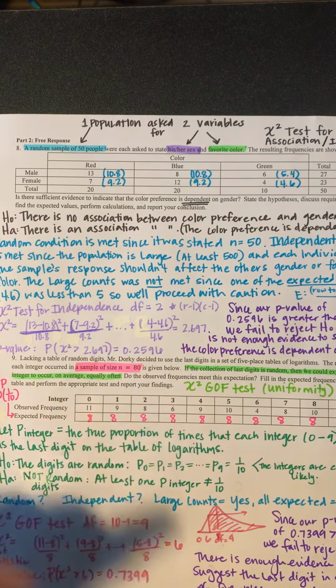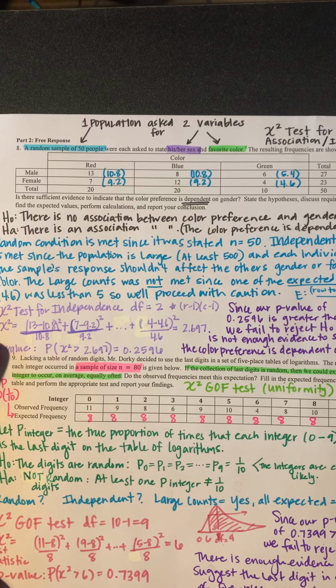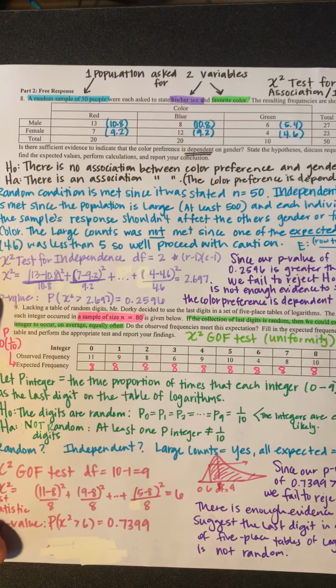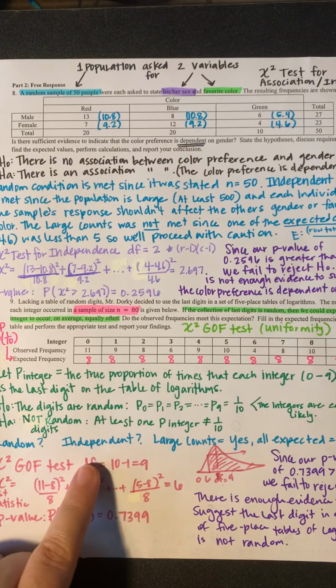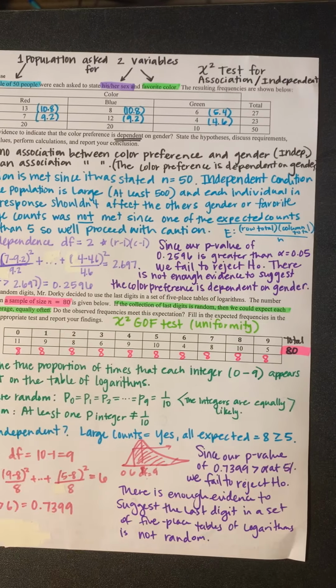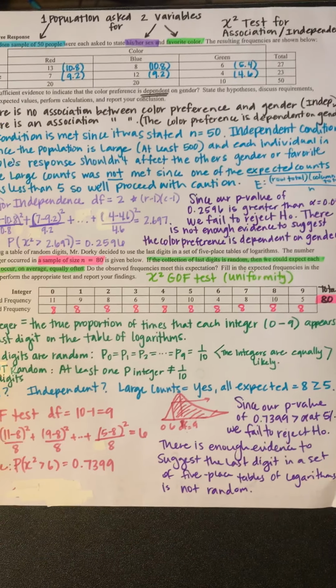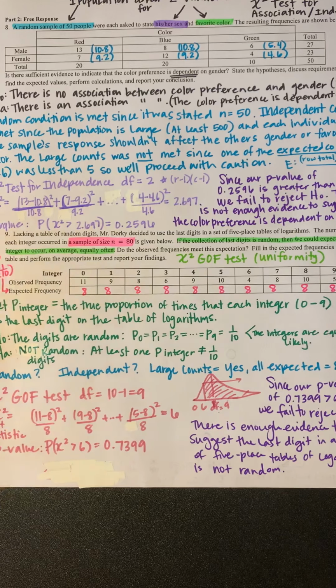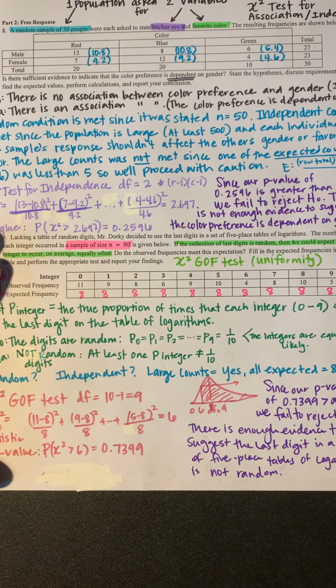I'm assuming that if he's going through the list, he's going to select them randomly. For independence condition, does each one that he's chosen affect the next one that he chooses? Probably not. All the expected counts were 8. That's greater than 5. Continue. Chi-squared goodness of fit test. Degrees of freedom should be 9 since there's 10 digits. That test statistic was 6 and the p-value was 0.7399.